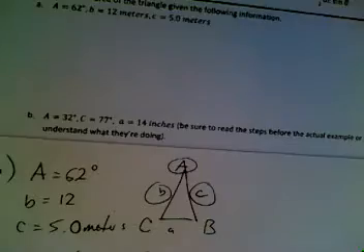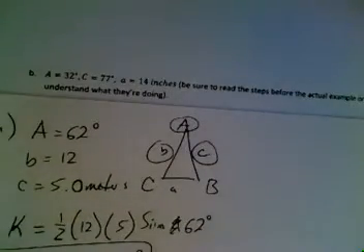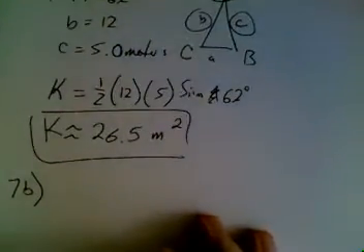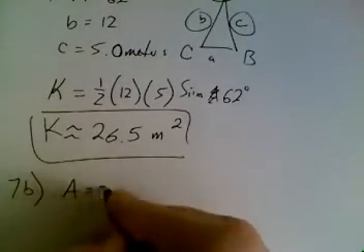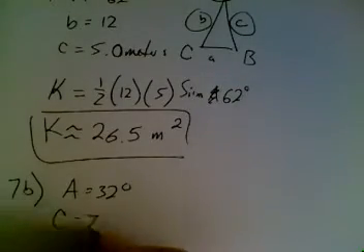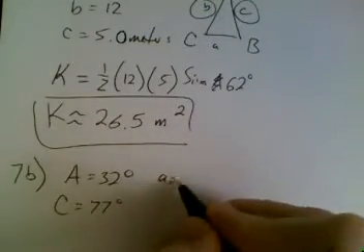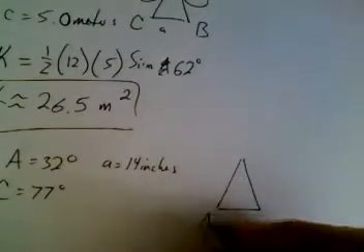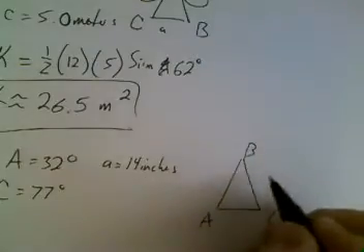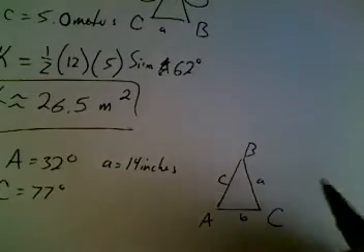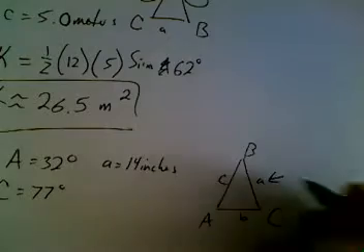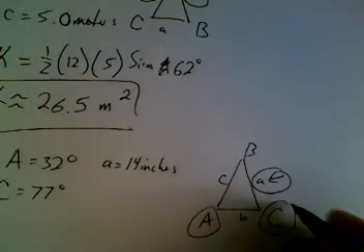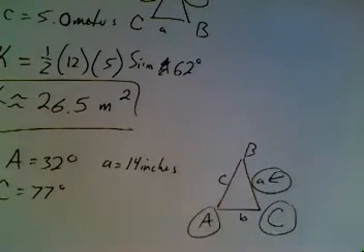Now the next one, this is 7b. It says find the area such that I'm given A equals 32 degrees, C is equal to 77 degrees, and little a is 14 inches. Well, if I draw the triangle here, I'm given A, B, and C. I have little a over here, little c over here, and little b over here. They gave me this. I have that piece, and I have these two pieces. How do I find the area of this?